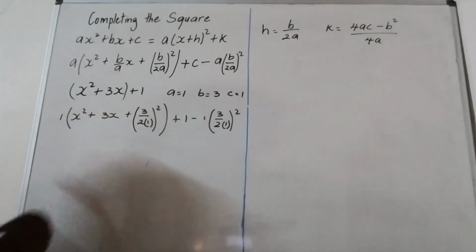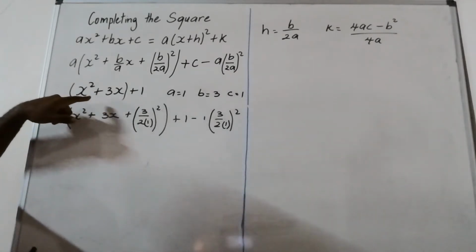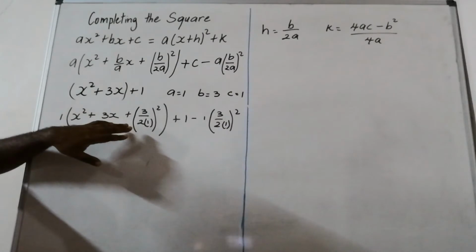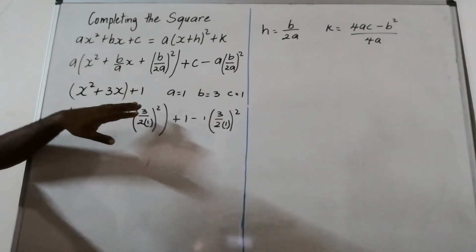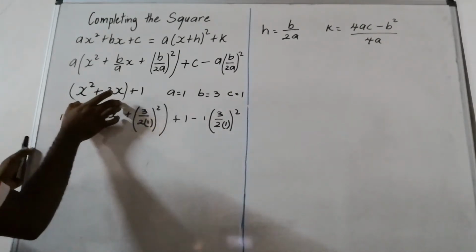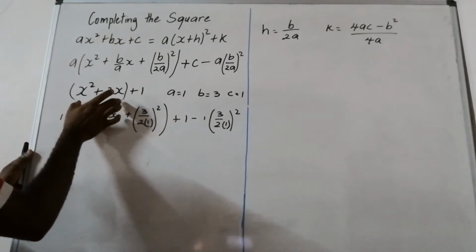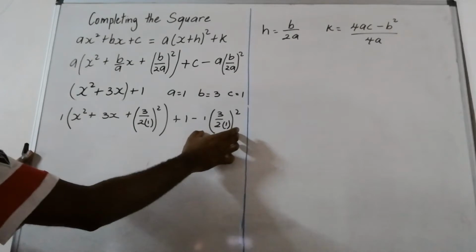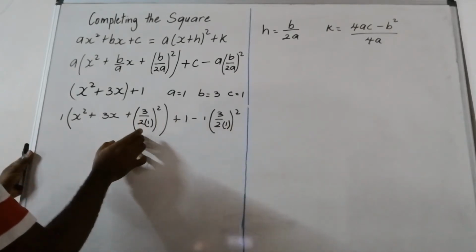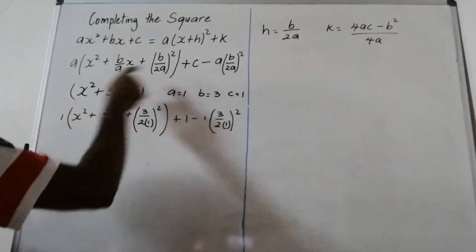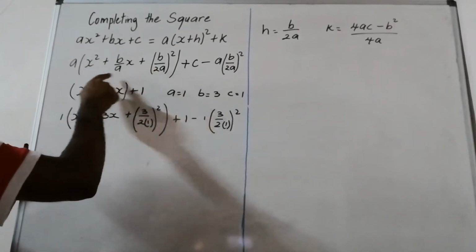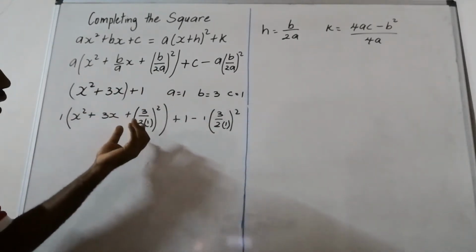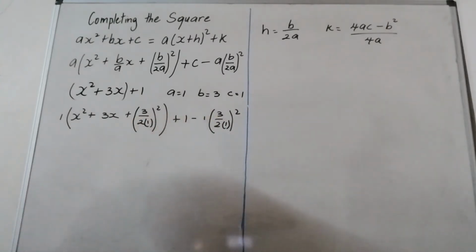Remember, in this portion here, notice that we're adding 3 over 2 times 1 all squared to this part of the expression. And if we add something to the expression, to balance it out we must subtract that exact amount. We multiply by a because a is multiplying what's in that bracket. So whatever we add here, we must subtract over there.